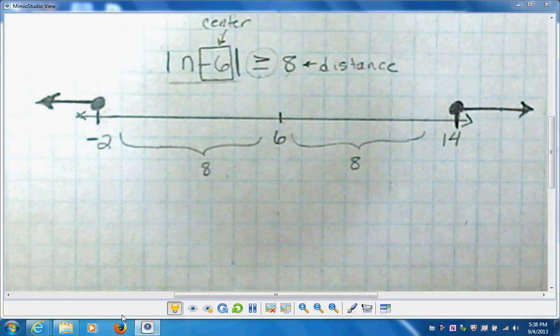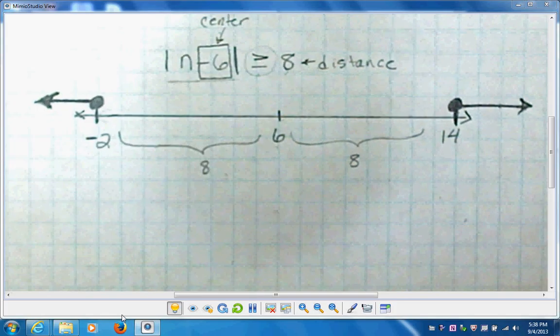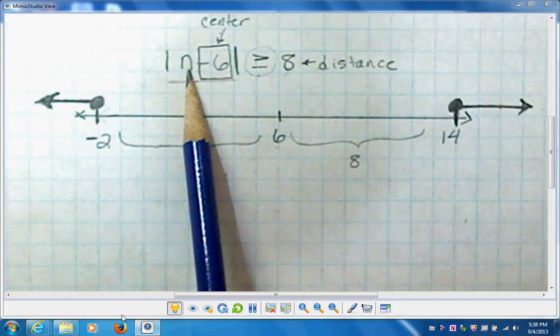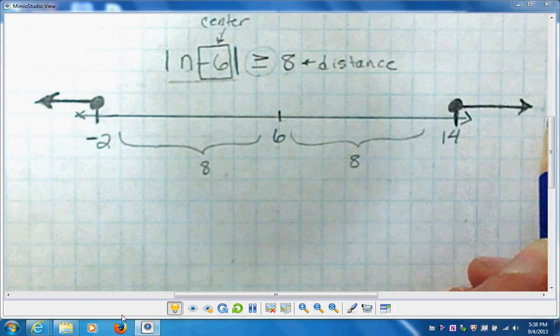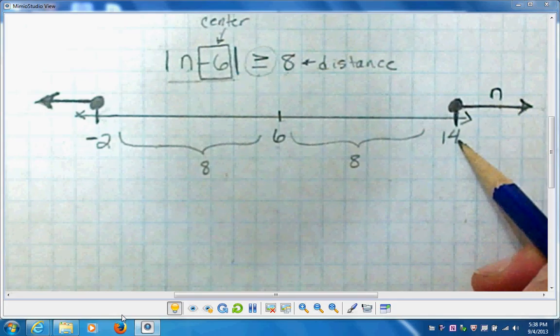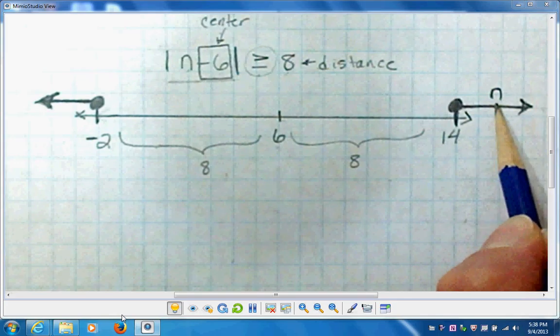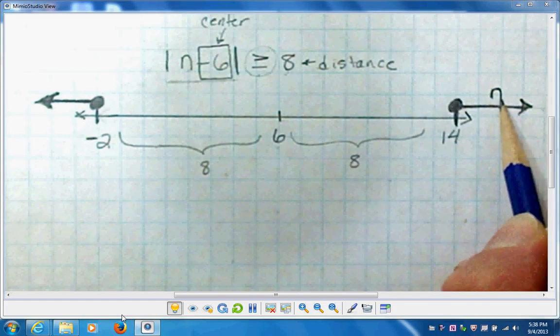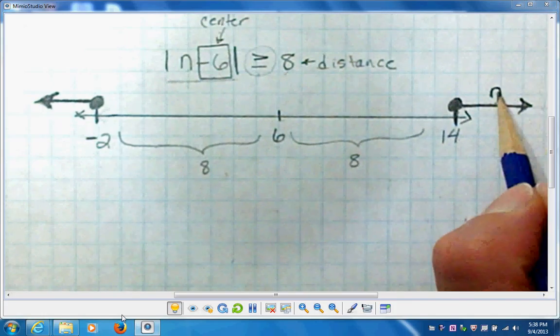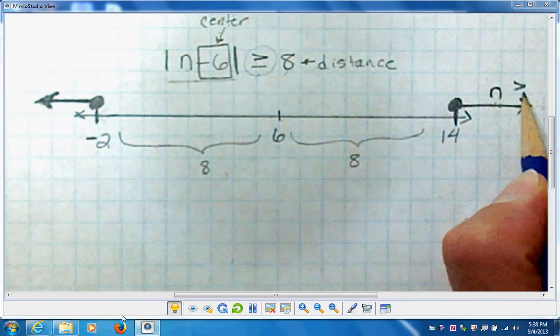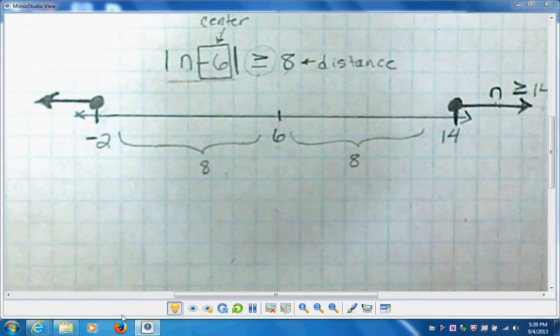Okay, so how do we write this using set builder notation? Well, first let's figure out where x is, or n in this case. So any value that would make this true. So n lives out here somewhere. So what is the relationship between n and 14? Well, let's see. If n's out here, it could be 15, it could be 16, it could be 105, it could be 10,586. It can be any number that's bigger than 14. So that means n has to be greater than or equal to 14.